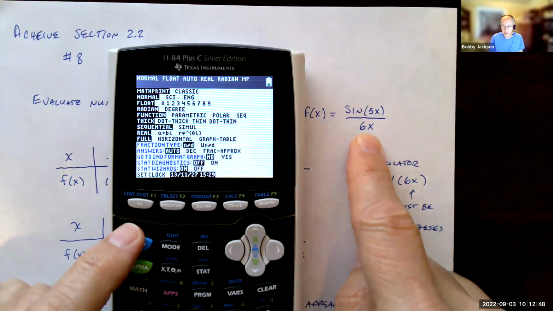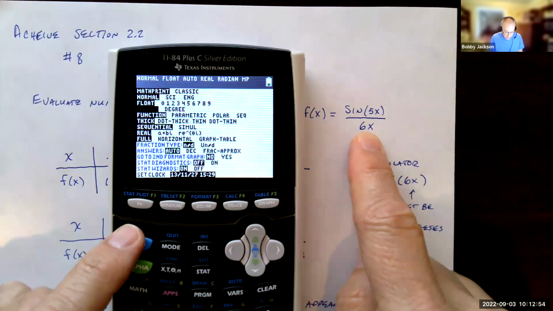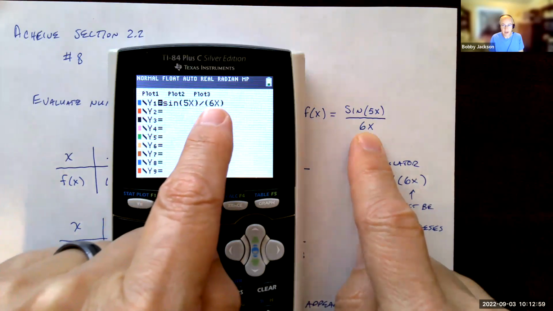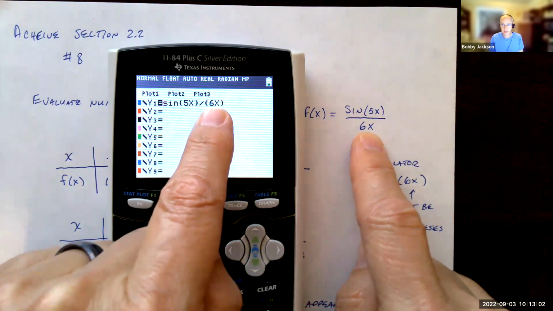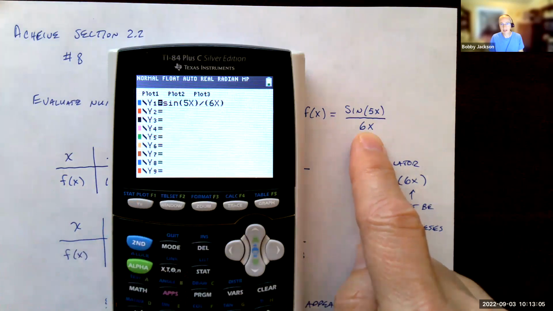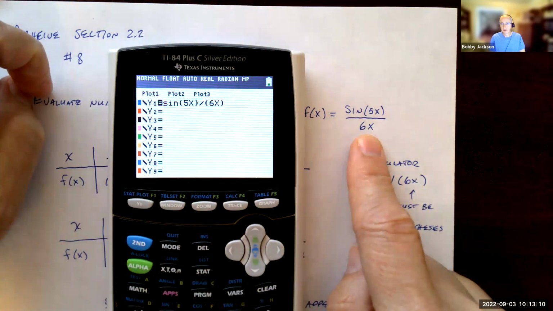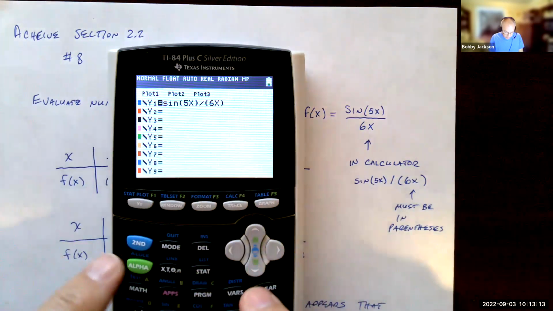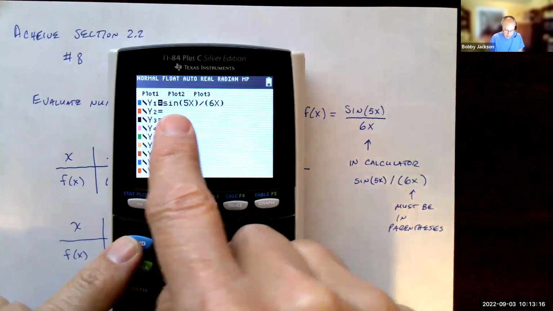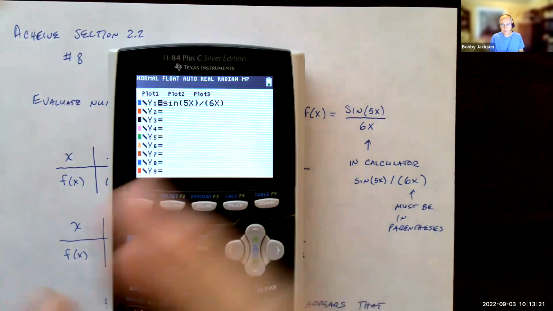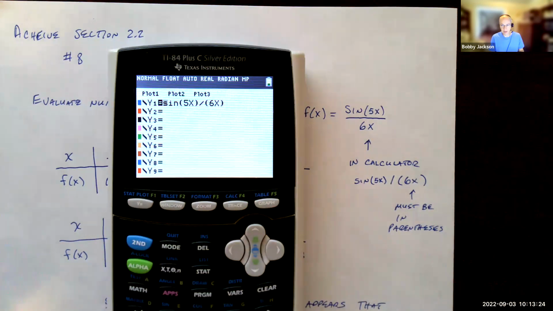Second, when we're entering this expression in, got to be careful because you're dividing by 6x. So when you write that into the equation editor, sine of 5x divided by, you have to have the 6x in parentheses. If you don't, you're just dividing by 6 only and then multiplying by x, which is not the expression. You can also put parentheses around the entire sine of 5x as well. It's not needed because there's just one term there. You're not multiplying two things, even though you see the 5x, that 5x is in parentheses.